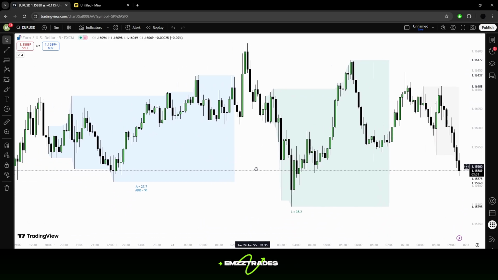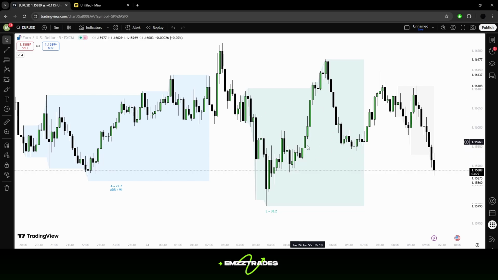So as we're on the charts right now, as you can see, there's a blue area right here and there's another blue area right here. The first blue area right here, which has A under it, is the Asian session.